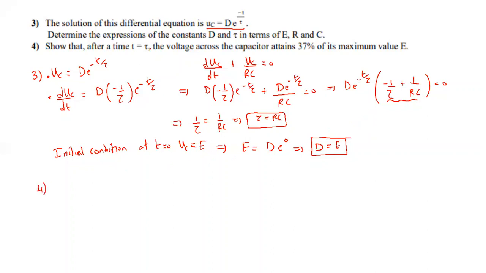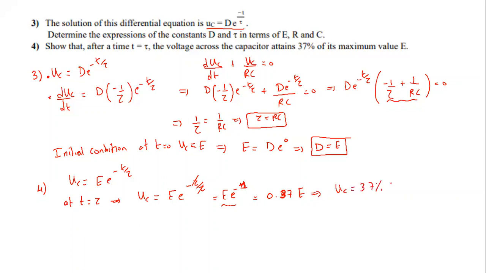Part 4, show that after time t equal to tau, the voltage across the capacitor attained 37% of its maximum value. So we have uC equals E e to the power minus t over tau. At t equals tau, we substitute, we get uC equals E e to the power minus tau over tau, so equal to E e to the power minus 1. So it's minus 1, this will be 0.37 E, which means uC equals 37% of E.